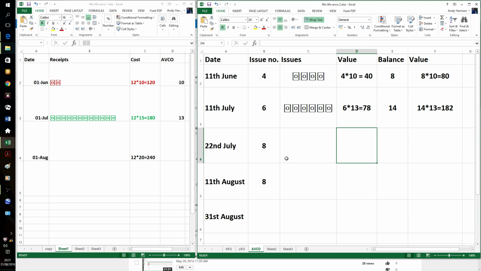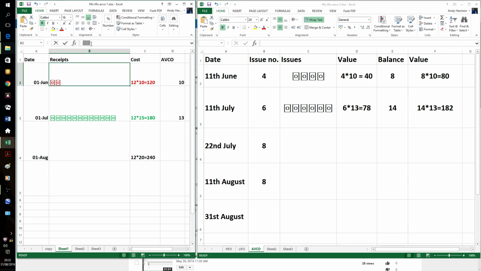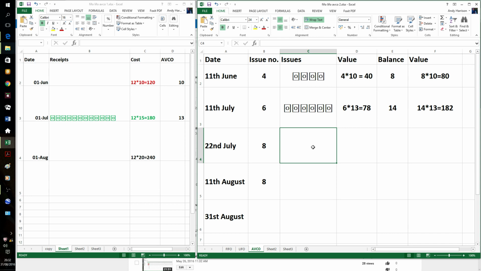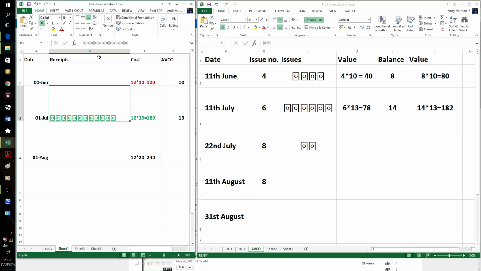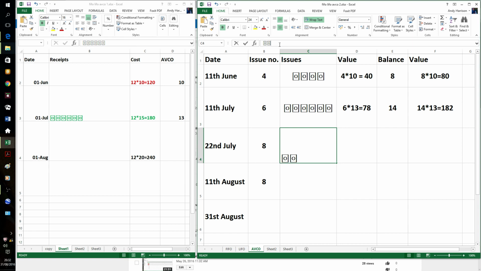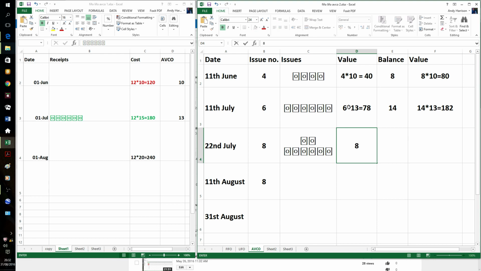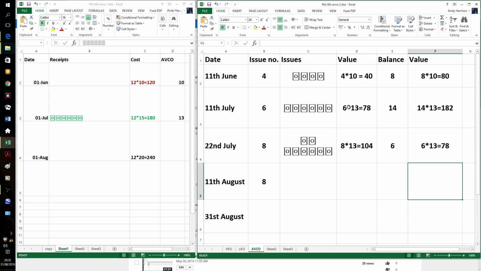And 22nd of July, we haven't had any more deliveries, so we're going to use these two up here, and then we're going to need another 6 of these, doesn't really matter. Because what really matters is the value of the issue is still at the £13, and 8 times 13 is 104. And we also now know that we've got 6 left. They're still at the £13. So 6 times 13 is 78. We've already done that one. So we've got £78 left in inventory.